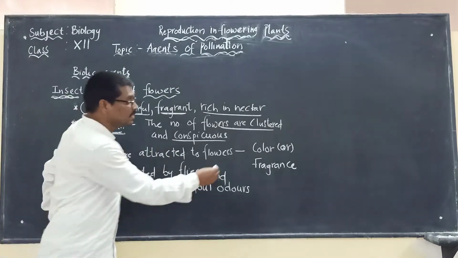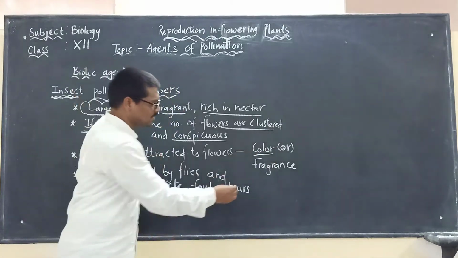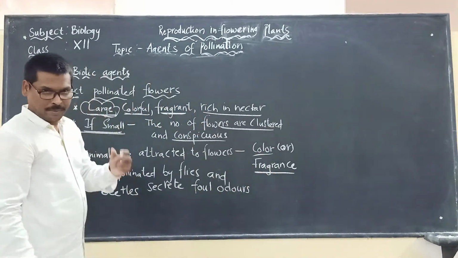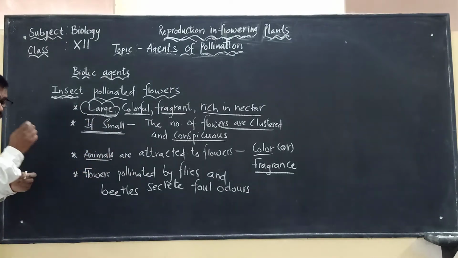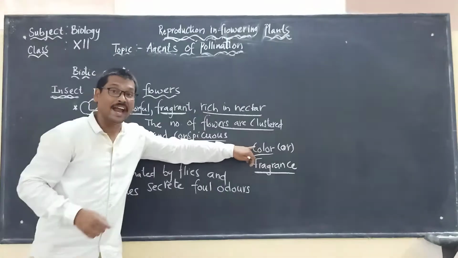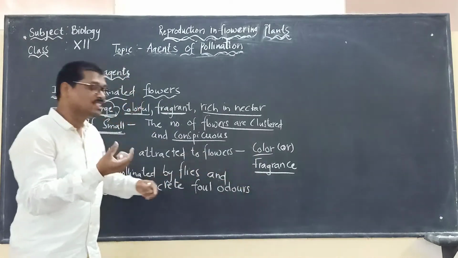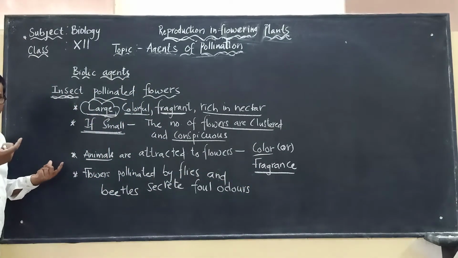But here animals are attracted to flowers by what? Because of the color of the flower and the fragrance of the flower. If the animals are attracted towards flowers, it is mainly because of the color and the fragrance that are released from the plant flowers.